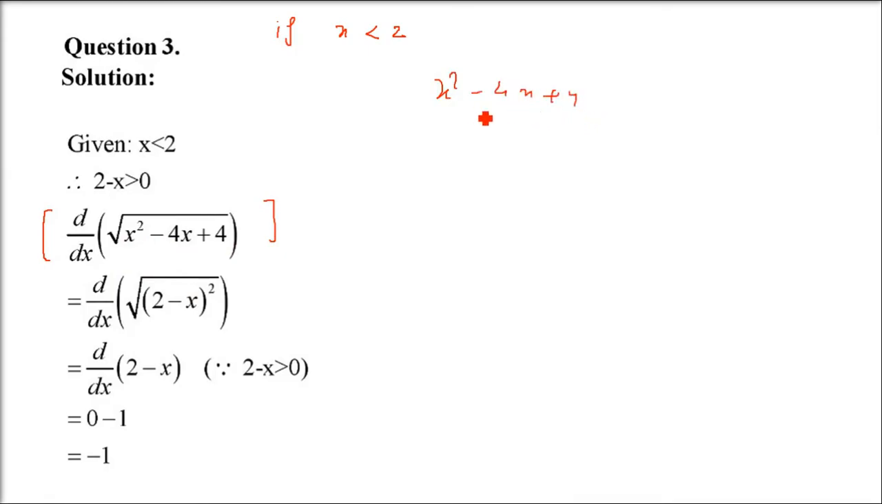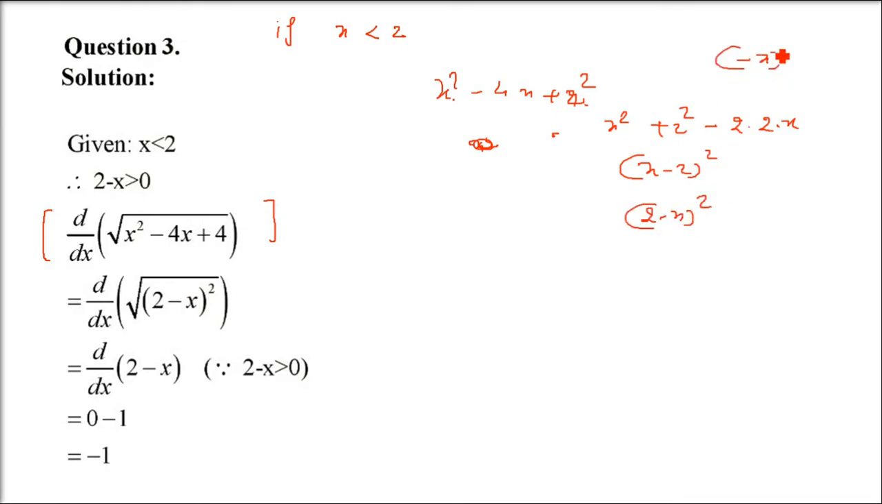Please remember this. If you take x square minus 4x plus 4, it's basically 4, it is 2 square. So we are talking about a square plus b square minus 2ab. So we have x square plus 2 square minus 4x, 2 into 2x. So you can write it as x minus 2 whole square. But x minus 2 can always be written as 2 minus x whole square. How? If you take minus x whole square or x whole square, it will remain as x square only. That is, if you have x minus a, minus x whole square, it is same.